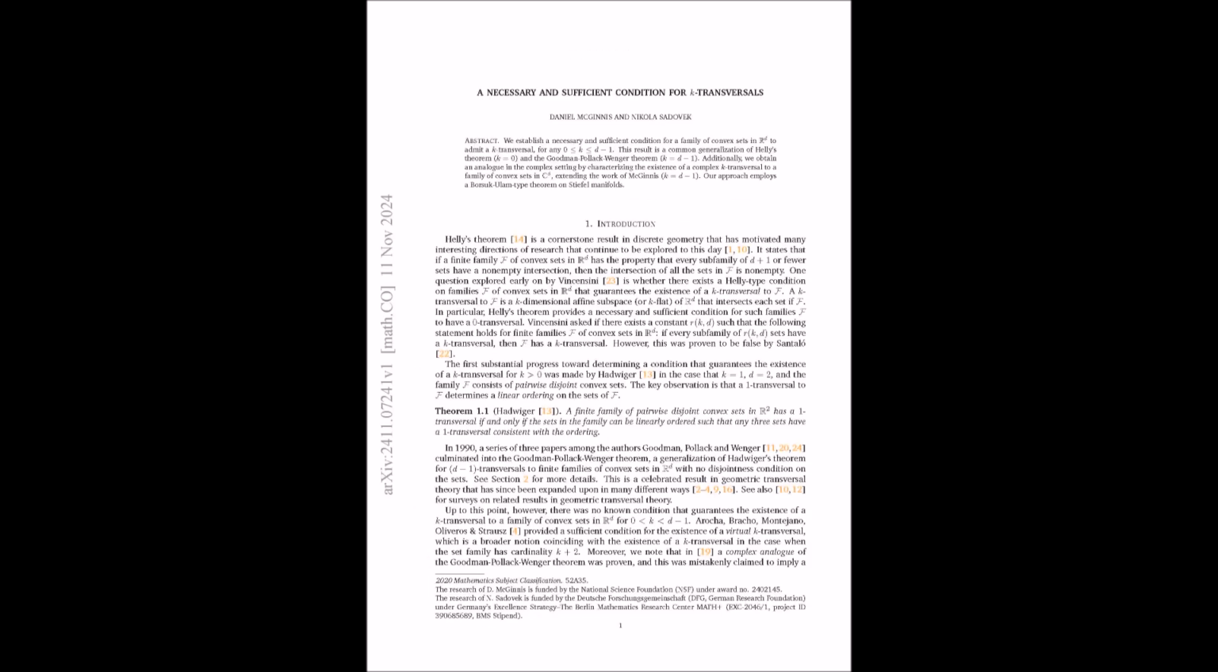Then we have the Goodman-Pollack-Wenger theorem, which looks at (d-1)-transversals. So one dimension lower than the space you're working in. Exactly. For example, finding a plane that slices through a bunch of 3D objects. And this theorem uses something called order type, which is a way of describing the relative positions of those objects. So how they're arranged in space dictates whether or not you can find a plane that cuts through all of them. Exactly. If the arrangement allows for a (d-1)-transversal, this theorem says it must exist.